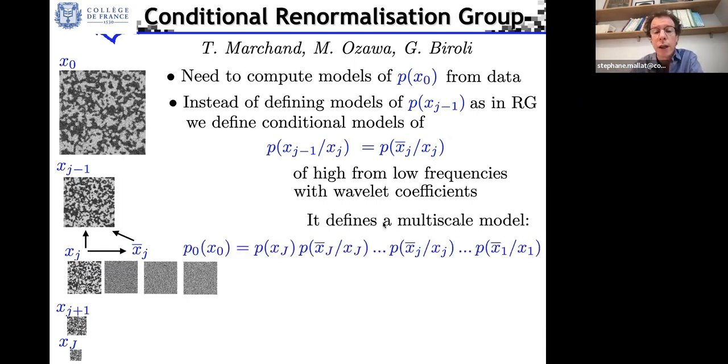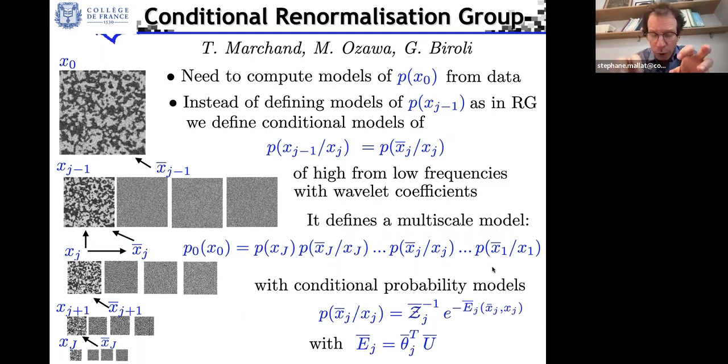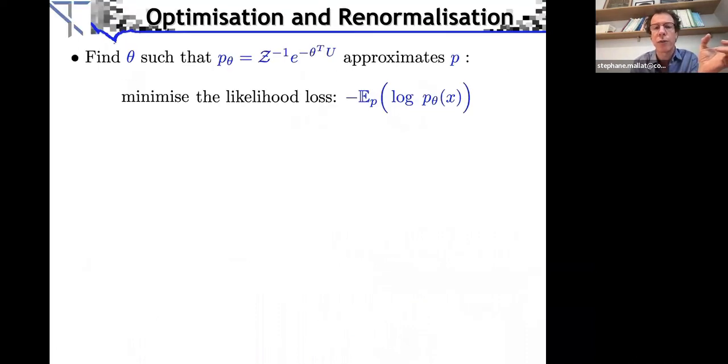Once you have that, you can build a model of the fine scale grid, because it basically consists in taking the model of the coarse grid, then building a model of the wavelet coefficients, reconstructing the next grid, building a model of the next wavelet coefficients, the next grid, and so on. And you get an expansion of your probability distribution as a product of these refinement conditional probability distributions. So now the key problem is to build a model of these conditional probability distributions, which again appear indirectly in Wilson's calculations, which are these energies, the interaction energies between high and low frequencies.